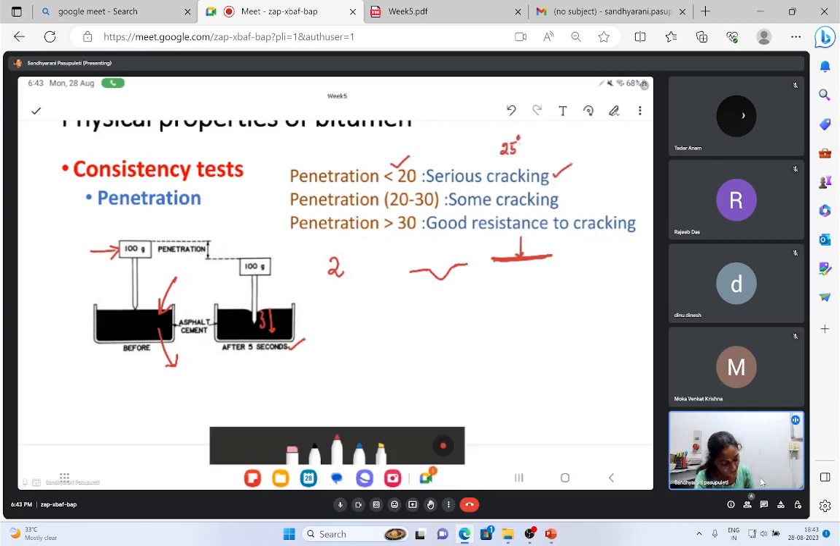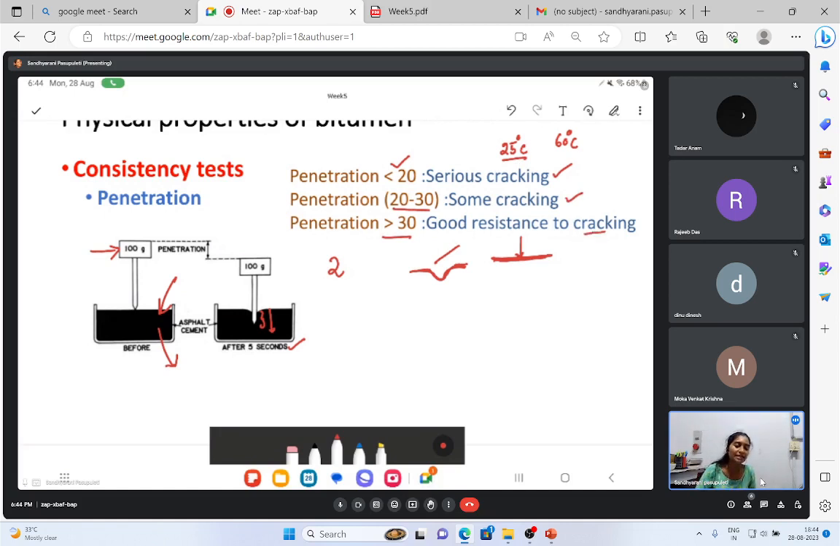Let us say I test any bitumen at 60 degrees, and at 60 degrees the bitumen is stiff, I am fine with that, because at 60 degrees the critical failure is rutting. At 60 degrees the pavement can be very soft. When the vehicle is moving over that pavement, there is a probability of rutting or depression. But at 25 degrees, because you are performing penetration, less than 20 means serious cracking. If it is 20 to 30, some cracking will be there. If it is more than 30, it means good resistance to cracking.